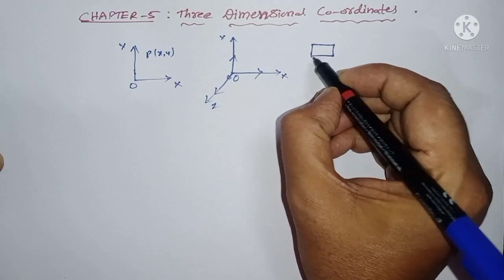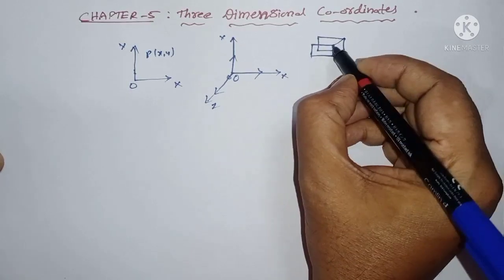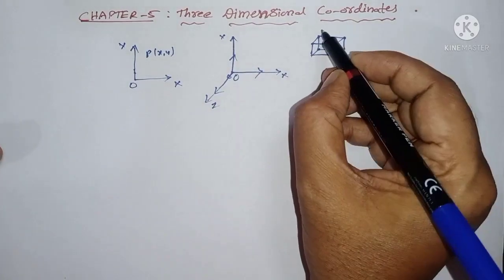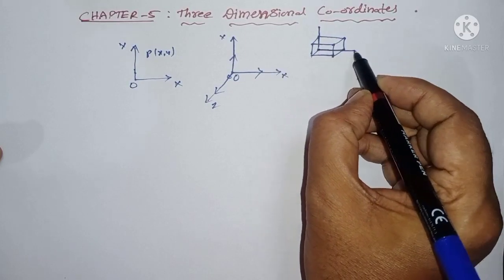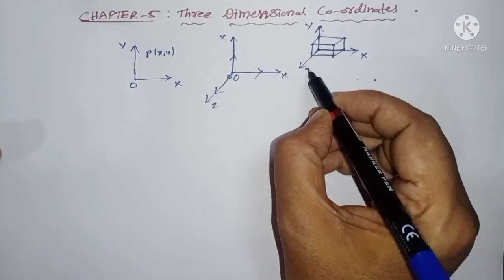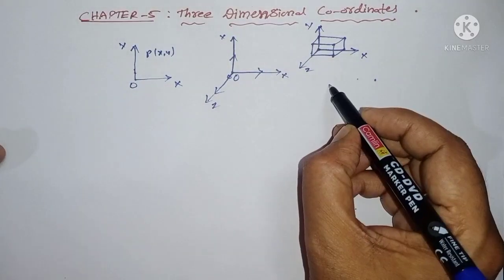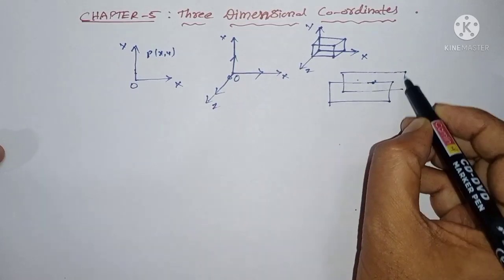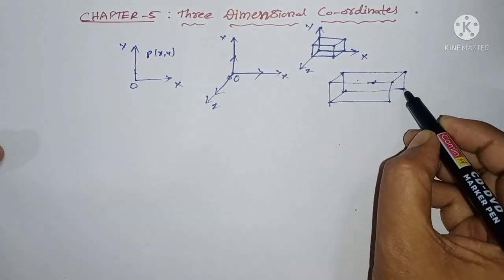You can take any one. In 10th class you have already studied the cube and cuboid, volume, total surface area, curved surface area, and the cylinder, all these things. You can observe that this is a three-dimensional coordinate system. This is x, this is y, and you can take z here. A cube or cuboid is an example for the three dimensions.